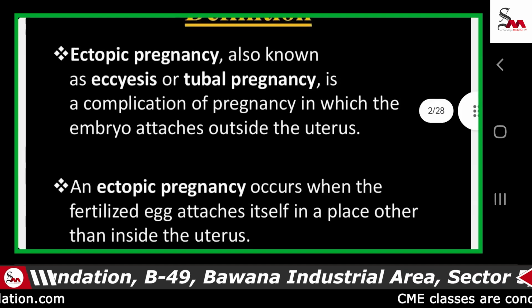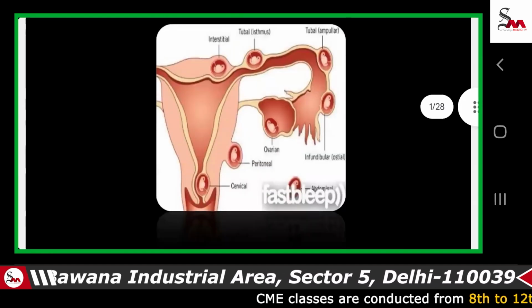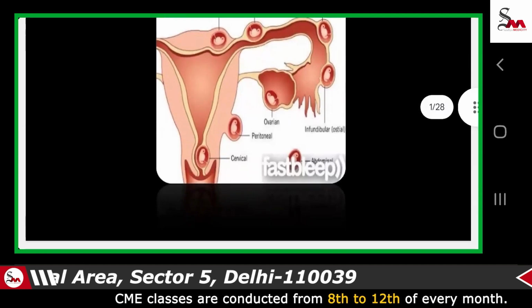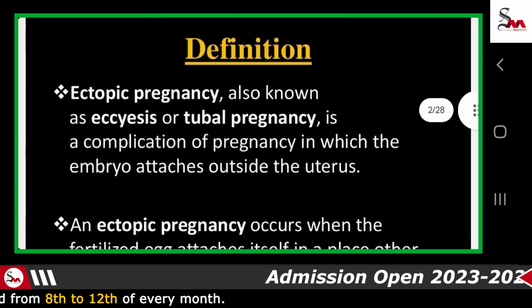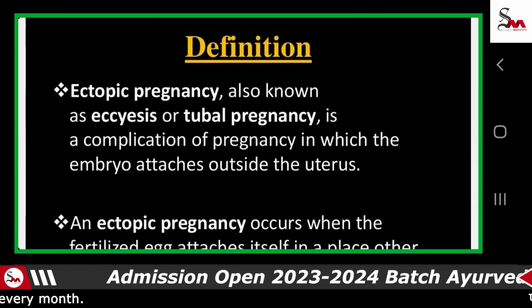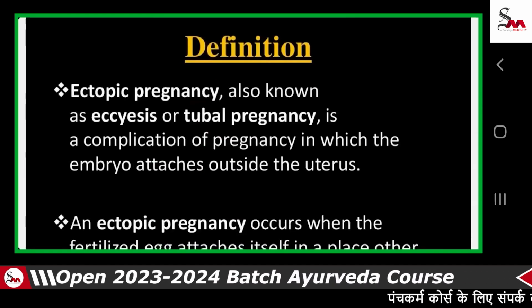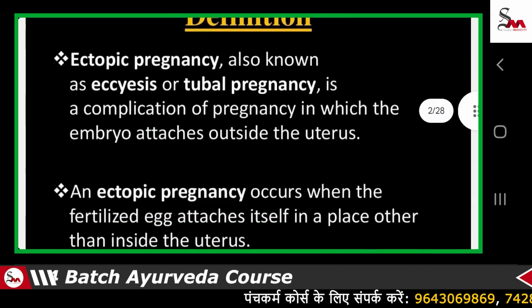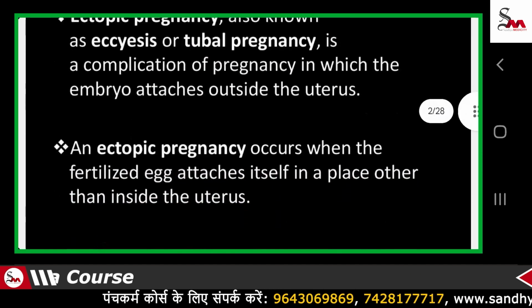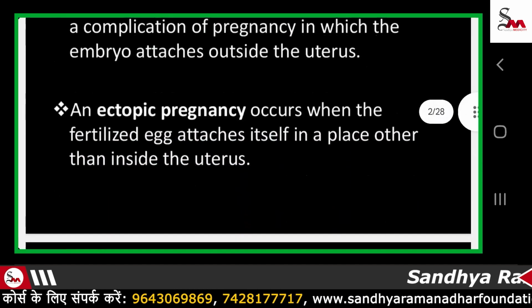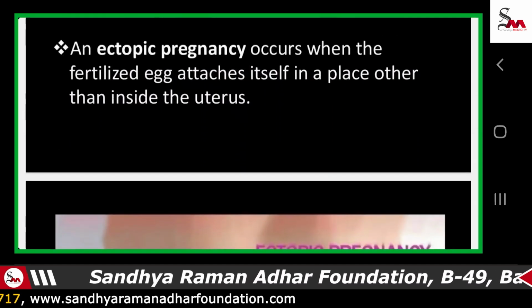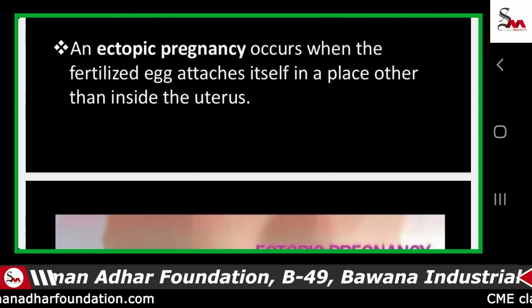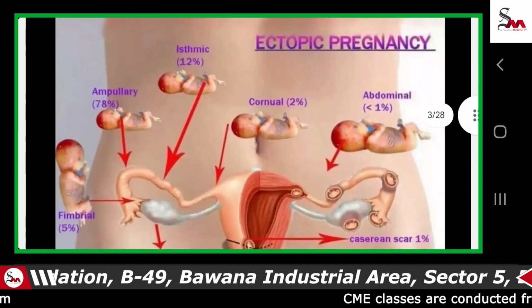But as we see in the figure, the cervix and ovary are also possible places, or the peritoneal cavity is also a place. So it might not be tubal, but due to its prevalence, the term tubal pregnancy or ectopic is given. So ectopic pregnancy occurs when a fertilized egg attaches itself in a place other than inside the uterus.